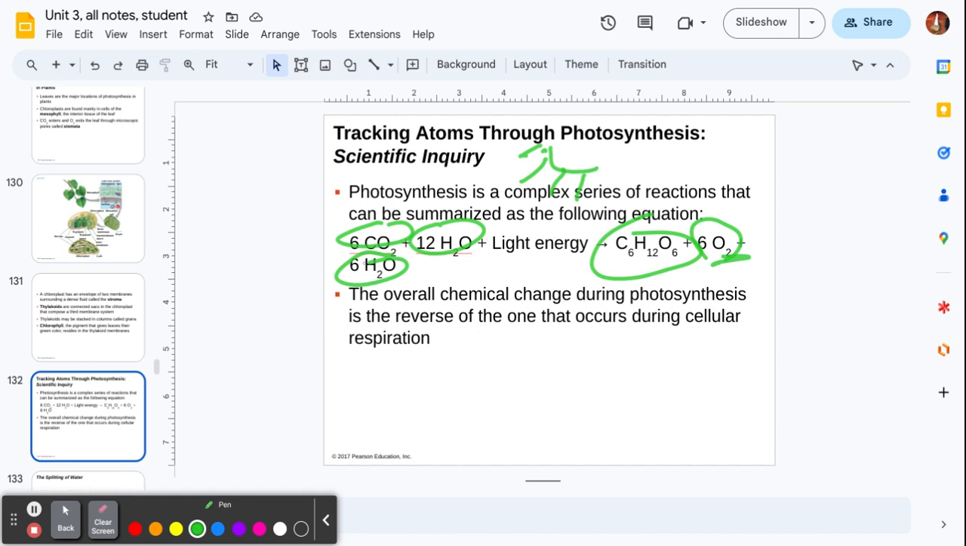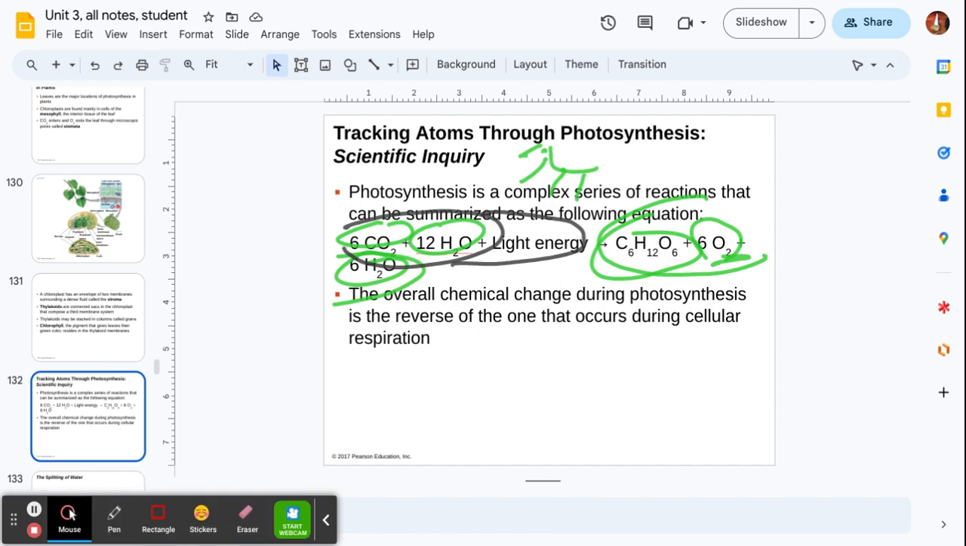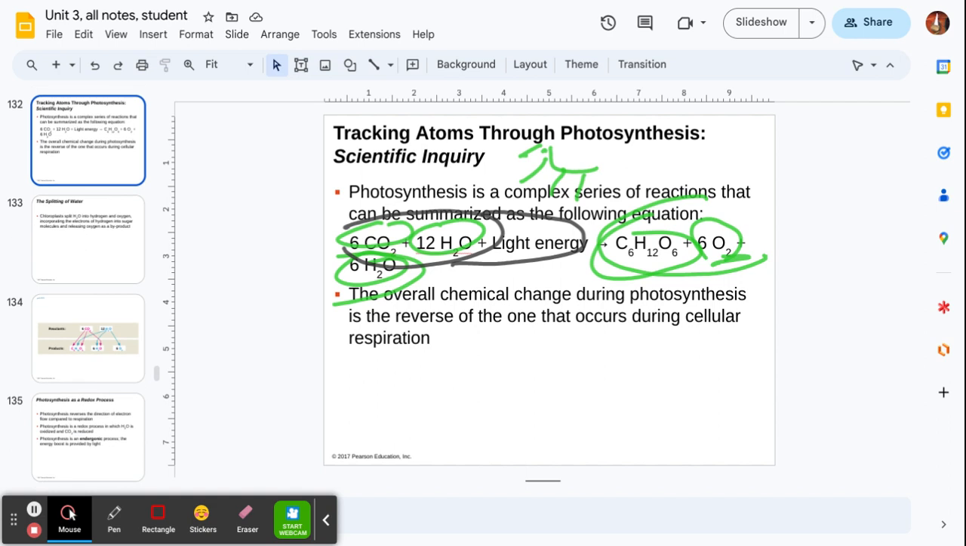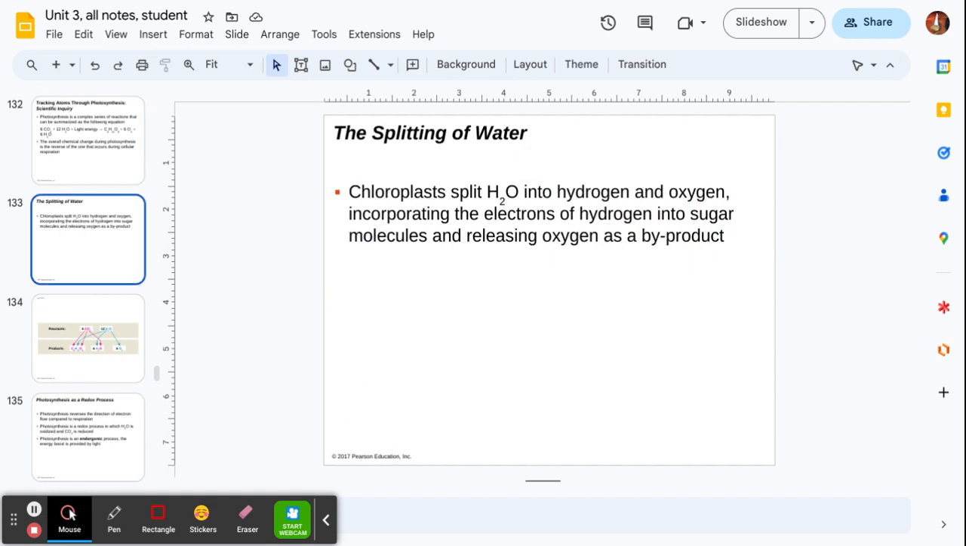The overall chemical change that occurs during photosynthesis is the reverse of what you see in cell respiration. Okay, so this piece is cell respiration here. And this other piece obviously is our photosynthesis piece with the light energy there. But overall, it's not step by step. It doesn't work step by step backwards or in the reverse order, but in overall terms, the two are the reverse of each other.